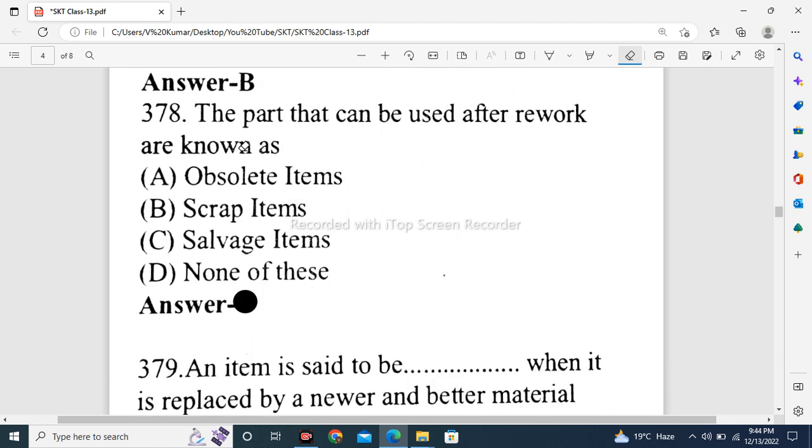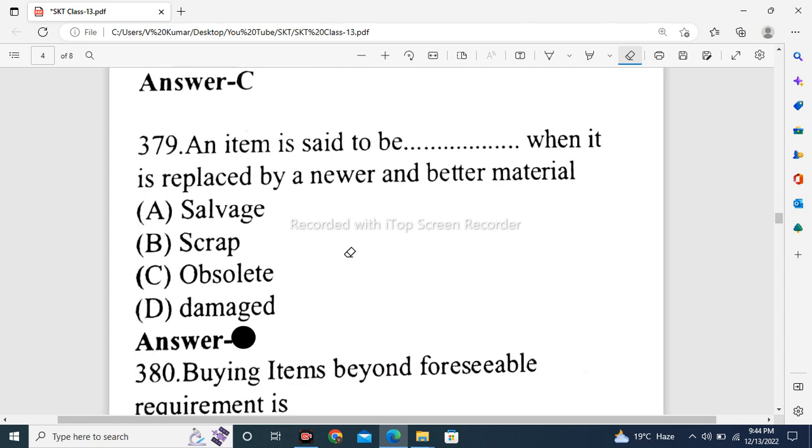Next, the part that can be used after rework is known as: A. Obsolete items, B. Scrap items, C. Salvage items, D. None of these. Answer is C, salvage items. The part that can be used after rework is known as salvage items.